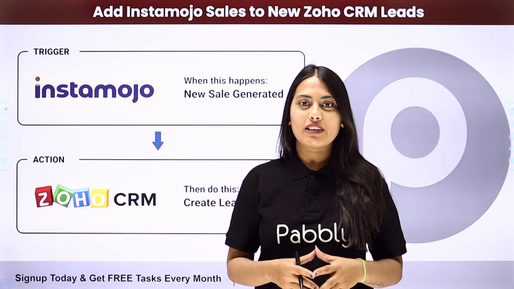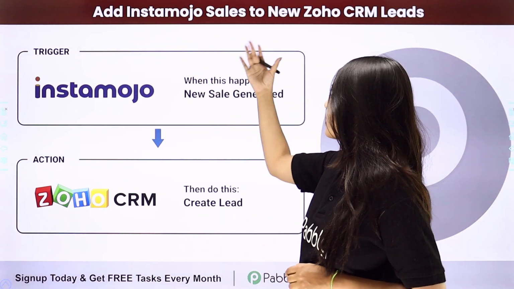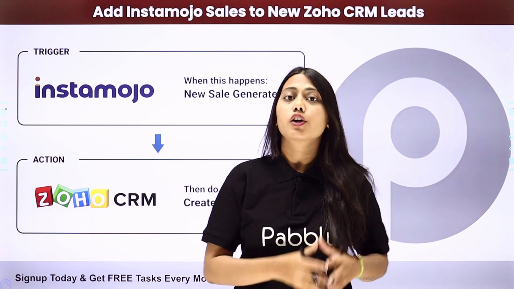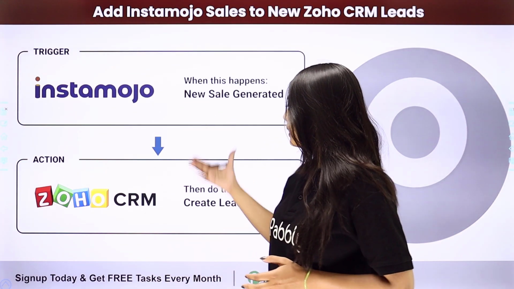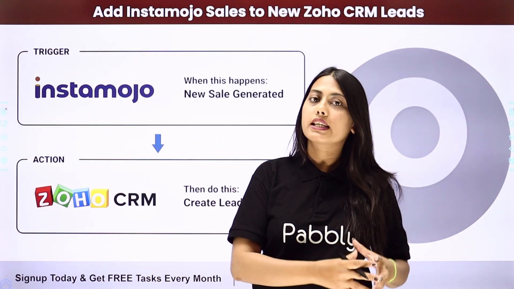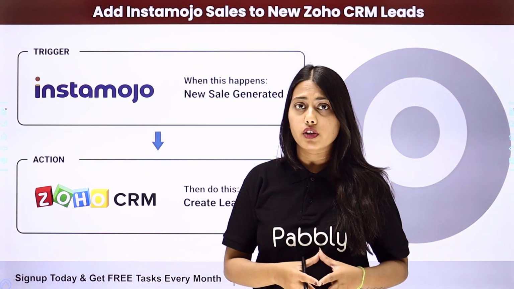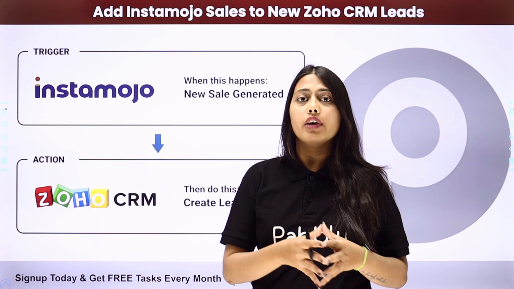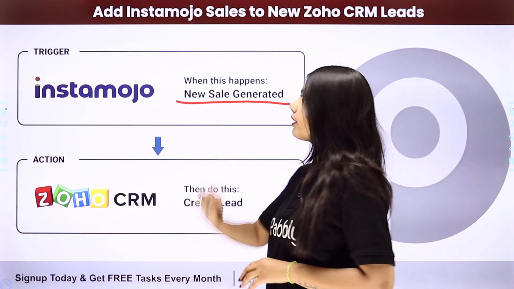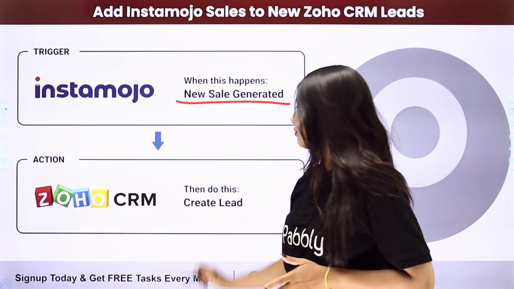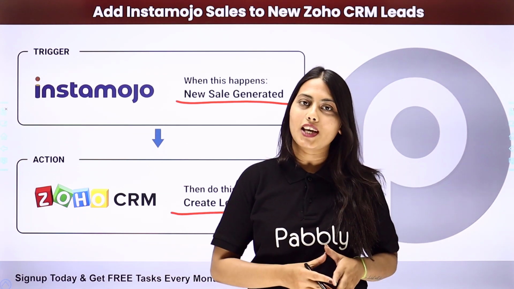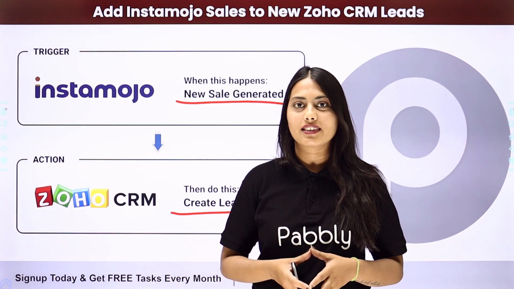Hello everyone, today we will learn how to add Instamojo sales to new Zoho CRM leads. So we can add the new leads in Zoho CRM whenever a new sale is generated in your Instamojo. We can create an automation for this process with the help of Pabbly Connect, where our trigger will be the new sale generated in Instamojo and our action will be to create a lead in Zoho CRM. Let us learn how to do it.